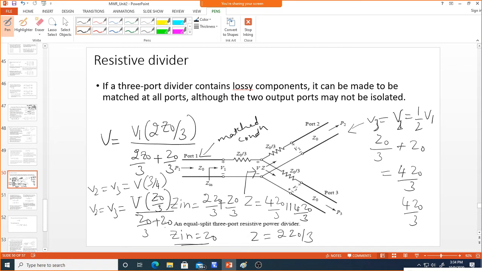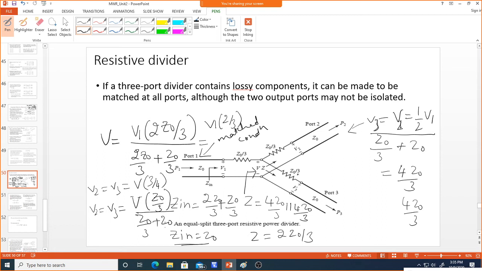Since it is divided equally between port 2 and port 3, we can take this as half of V1, or you can derive it from this, so V2 equal to V3 equal to V times 3 by 4. So now we know what V is here. From this we get V as V1 times 2 by 3. If you substitute this V1 times 2 by 3, you will get half of V1. So V2 equal to V3 equal to half of V1.